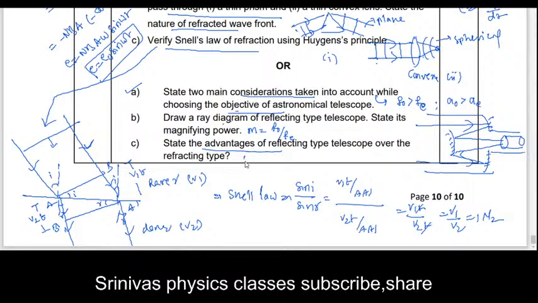State the advantages. Advantages: no chromatic aberration, no spherical aberration. Aberration means defect in the formation of the image. Brightness of the image is more. Large magnification, large resolving power. So many are there. Okay. Actually, I explained very fast because of time.